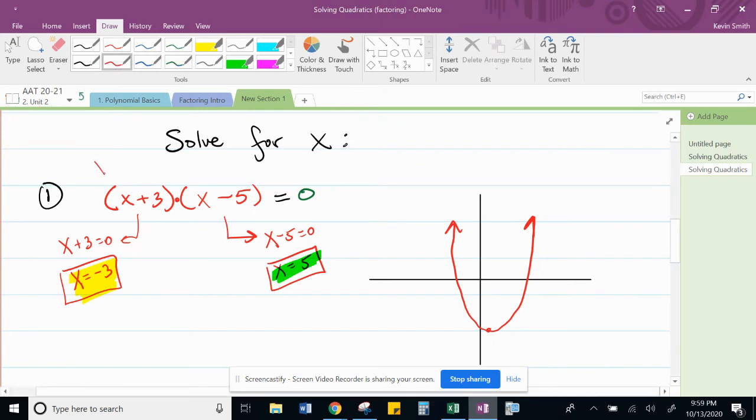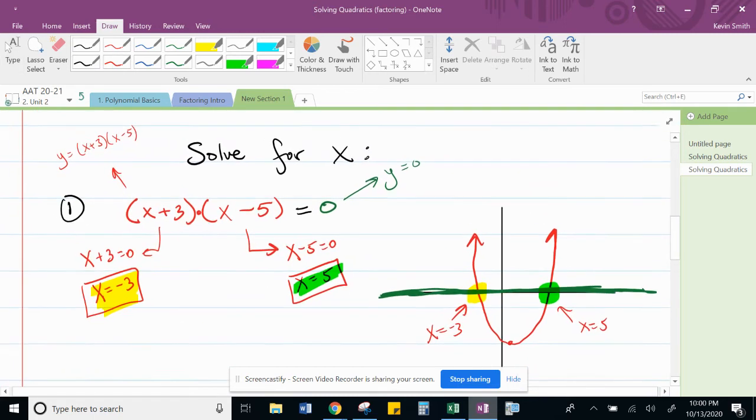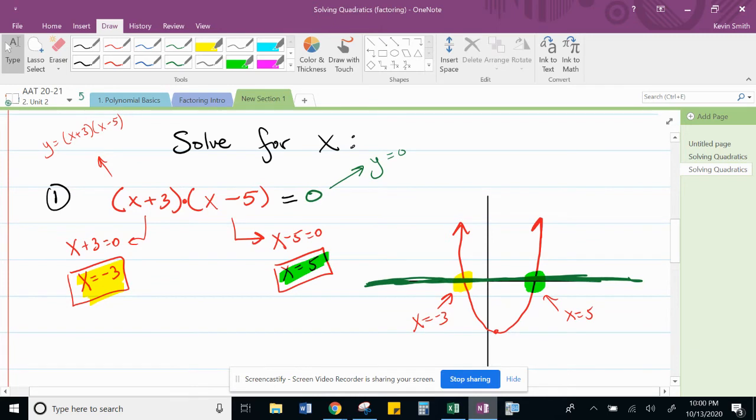Right, so this is the left side of the equation. This is y equals x plus 3 times by x minus 5. And then we'll graph the right side of the equation, y equals 0. And that's going to be a horizontal line going through the y-axis at 0. So these intersection points, those are your solutions, right? This is your x equals -3, and this is your x equals 5. Like that's what you're solving for right here, is you're trying to find when does this equation equal 0.